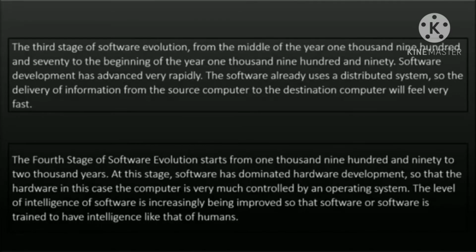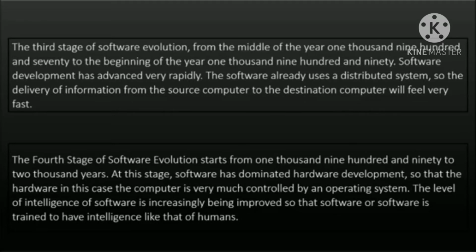The third stage of software evolution is from the middle of 1970 to the beginning of 1990. Software development has advanced very rapidly. The software already uses a distributed system, so the delivery of information from the source computer to the destination computer will be very fast.